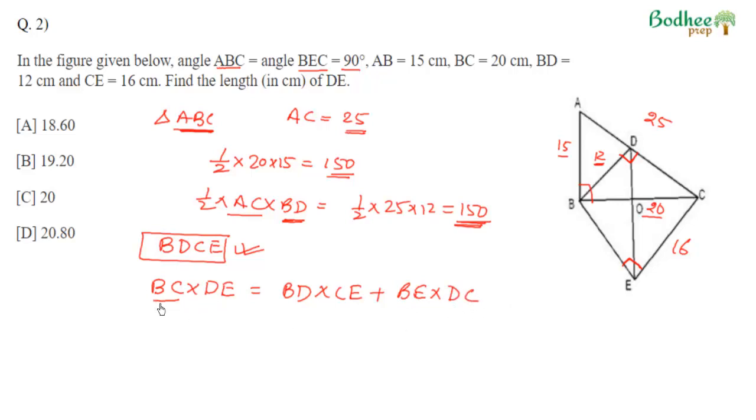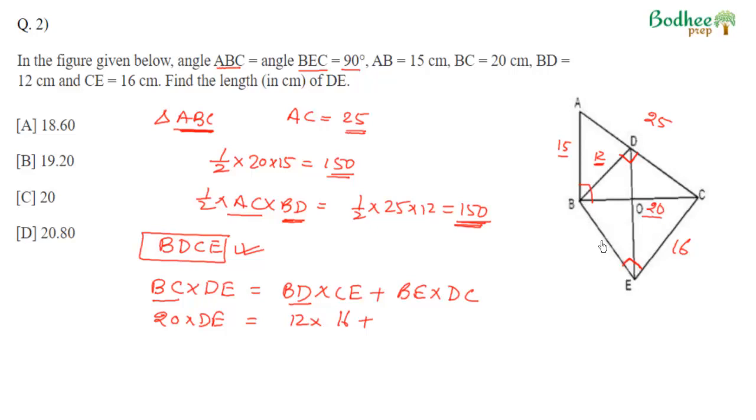We have the value BC, which is equal to 20, right? We have to find the value of DE. We know the value of BD, which is 12. We know the value of CE, which is 16. We know the value of BE, right? We need to find the value of BE. Let's see how we can find the value of BE.